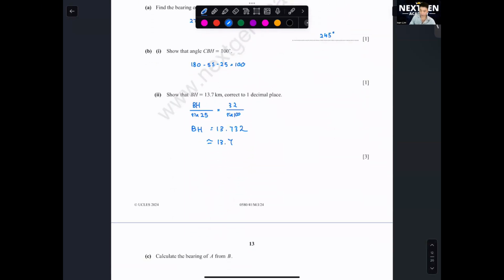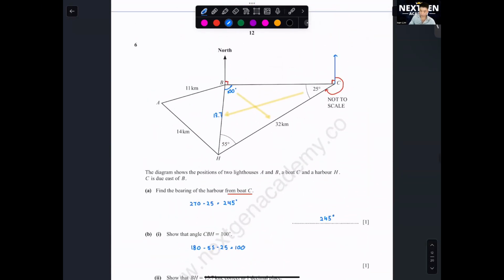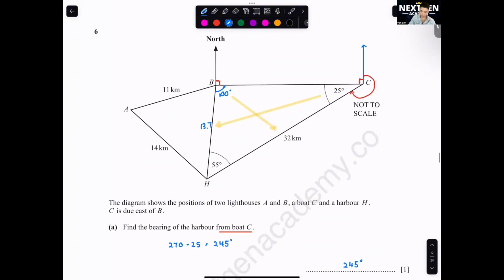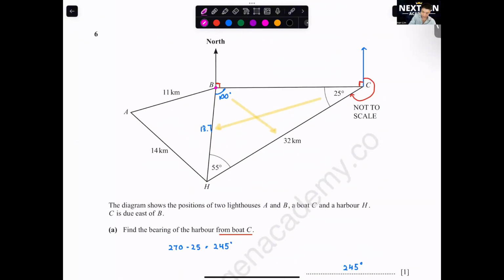Calculate the bearing of A from B. Don't read it as A to B, it's A from B. So that means B will be your starting point. I want to find this whole thing here. I need to find the angle over here. How do I find this angle? Angle ABH. I'll do the working here.